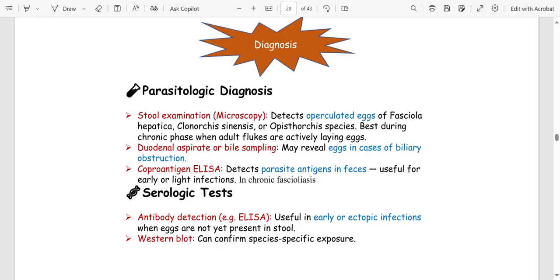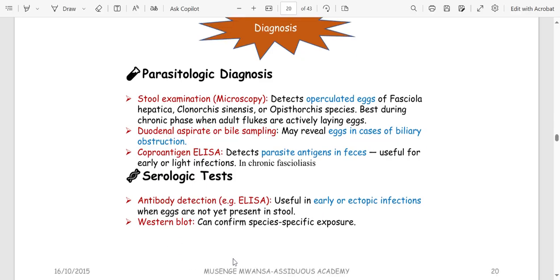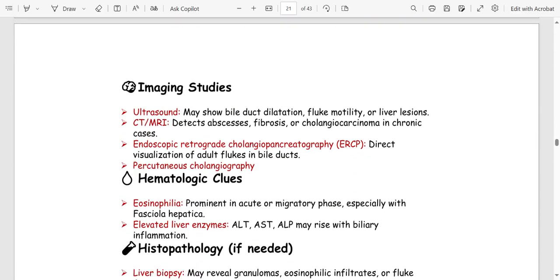Then you can also do a coproantigen ELISA, which detects the antigen of the parasite in the feces. This is important in early infection, because early on you will not see the worms or eggs, but you can detect the antigen. It is also used in chronic fascioliasis. You can also do blood tests, like antibody detection using ELISA, and Western blot to confirm the species and the specific exposure.